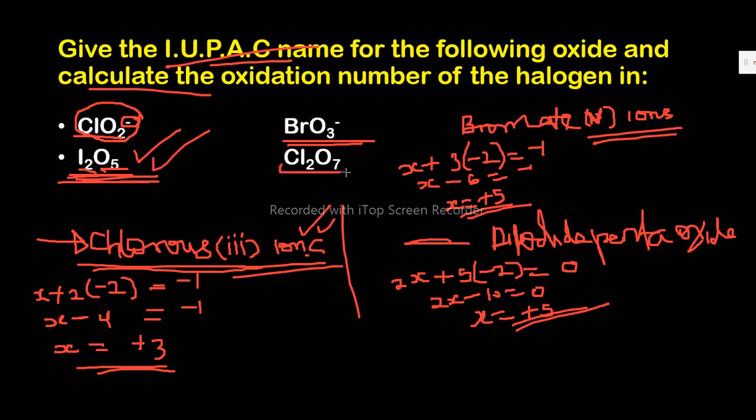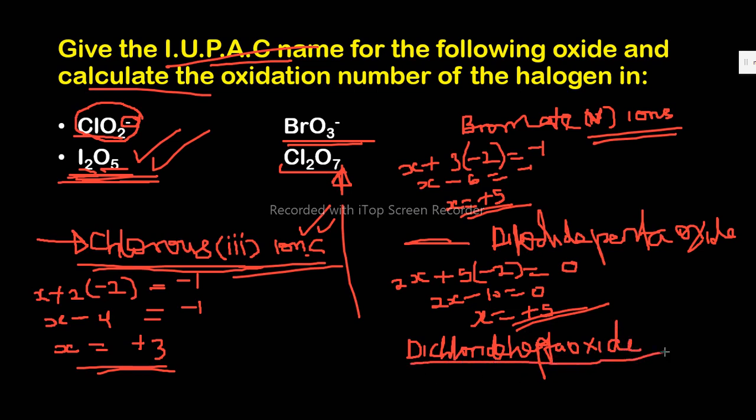This one is going to be dichlorine. Now where can I write? Okay, let me write here. This one is dichlorine. How do we name 7? Yes, 7 is hepta. Heptaoxide. As simple as that. Really, should this work be hard? So this is dichlorine heptaoxide.